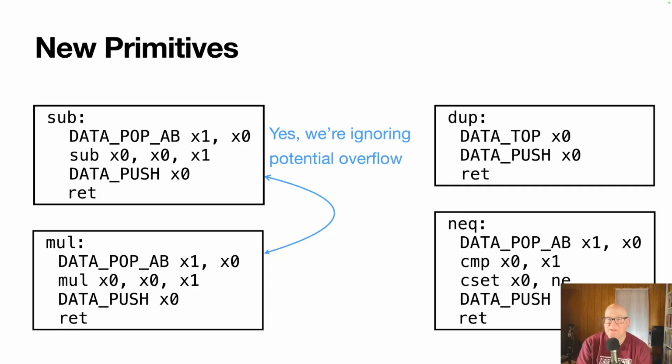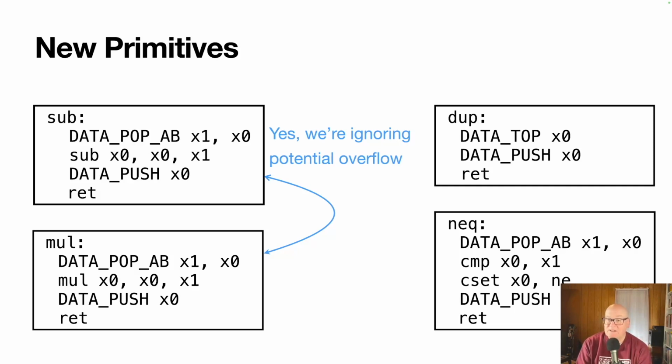And then finally, NEQ is a little trickier. This one is basically we want to put 1 or 0 on the top, 1 meaning it's not equal, 0 meaning they were equal. So again, we pop the top two elements, then we do a compare instruction, and then we have this conditional set that's built into ARM64 assembly. CSET x0 NE says set x0 to either 0 or 1, depending on the condition NE. And once we have that result, 0 or 1, we push that back on the stack. And then an if statement or something else can consume that logical value.